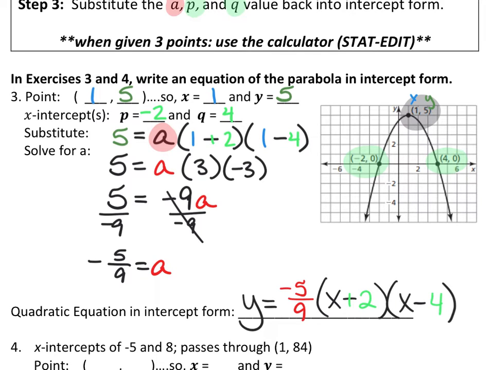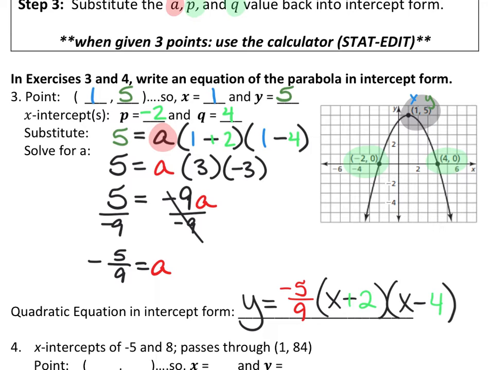Where I plugged in A, P, and Q, where P and Q make the signs opposite. It's a really great thing to notice. P and Q will always be opposite signs. It's very, very similar to the vertex form. The letters are just different, so we have a different place to plug them in.